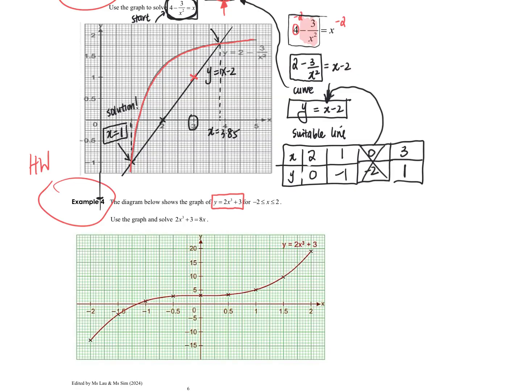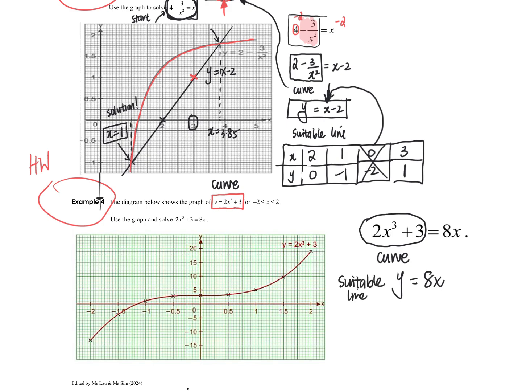Okay, I have plotted this. And then the question says, can you solve this for me? So this one is super easy. The left hand side is already the curve. Can you see? The left hand side is already the curve. I don't need to do anything about it. I just need to draw the suitable line out. So this is the suitable line. So I go and plot a table of values. Any x values from minus 2 to 2 I can choose.